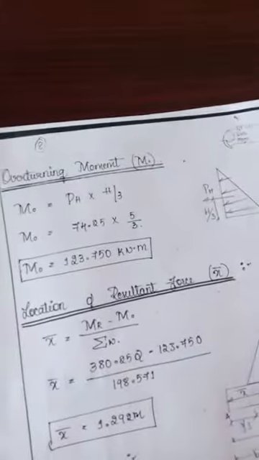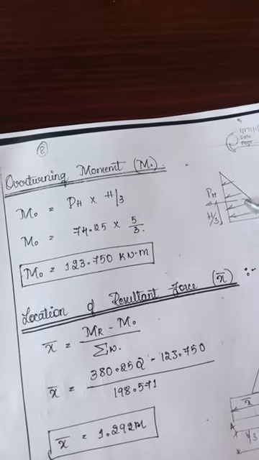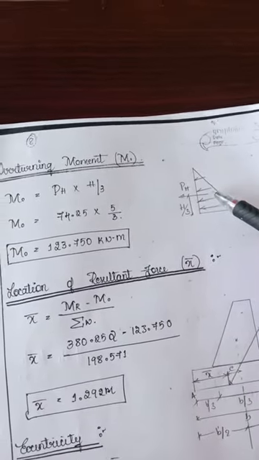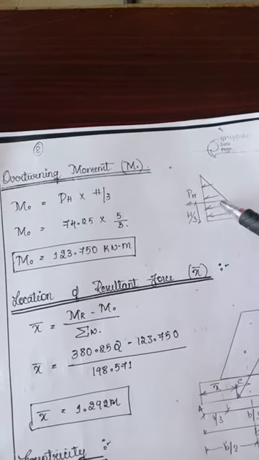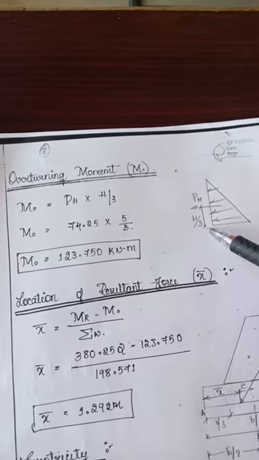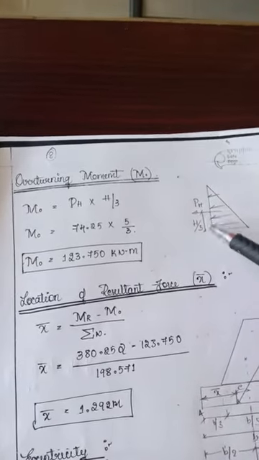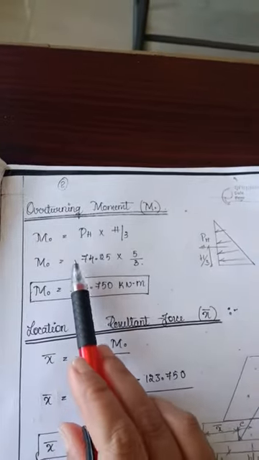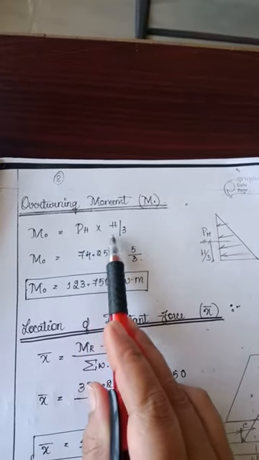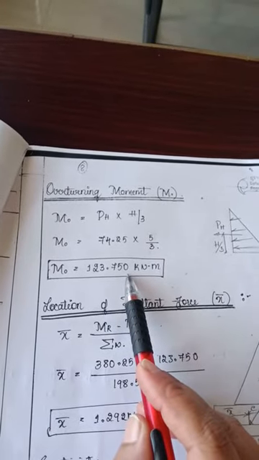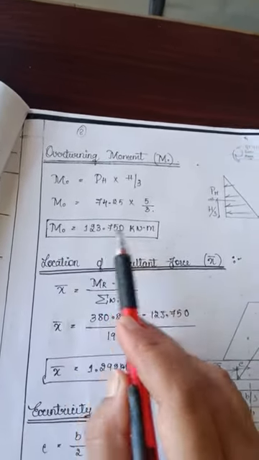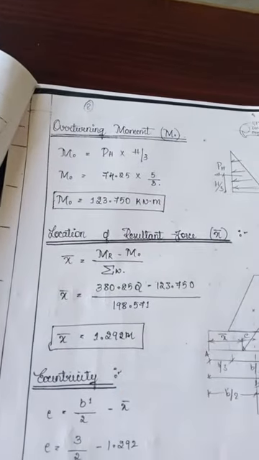After finding the pH value, now we find the overturning moment. For this, we consider the CG of the triangle. In the CG of the triangle, the distance from the base of the triangle up to the center should be h by 3. With the help of this, the overturning moment is nothing but pH into h by 3. Substituting the corresponding values, we get the overturning moment 123.750 kilonewton meter.